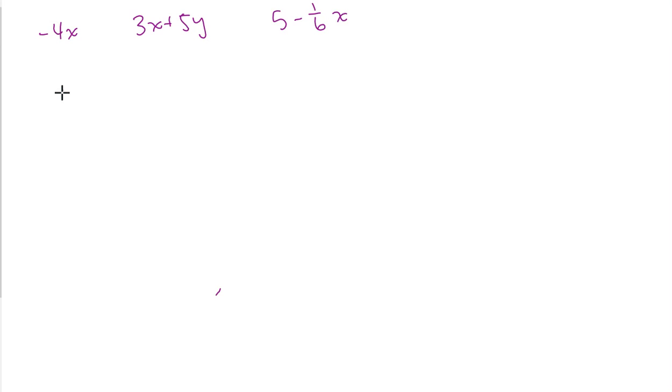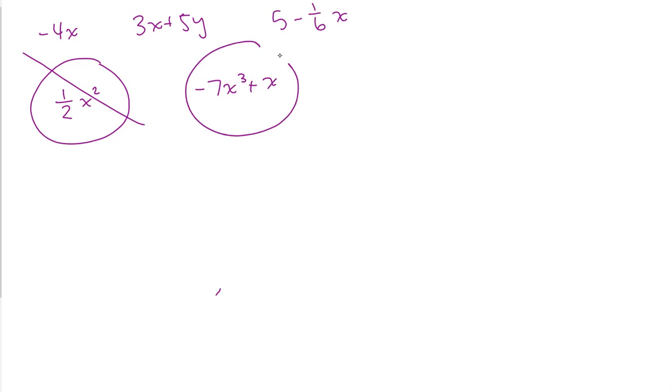So if we had, for example, 1/2 x to the power of 2, this is not a linear expression because our exponent is not 1, it's 2. If we had negative 7x^3 plus x, this is not a linear expression because our exponent here is 3 and not 1.